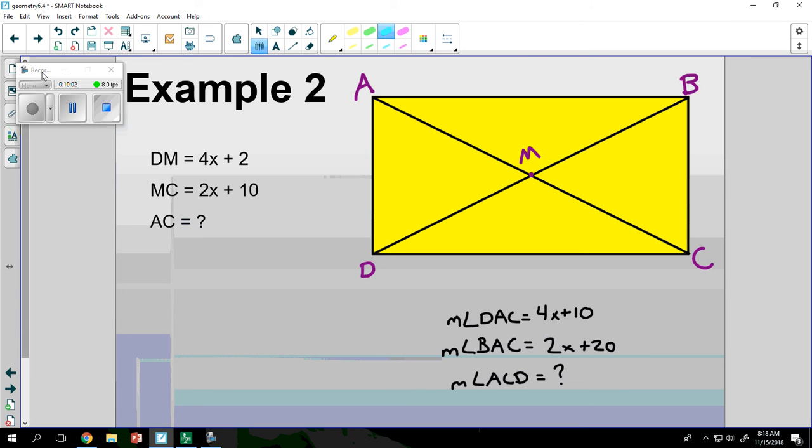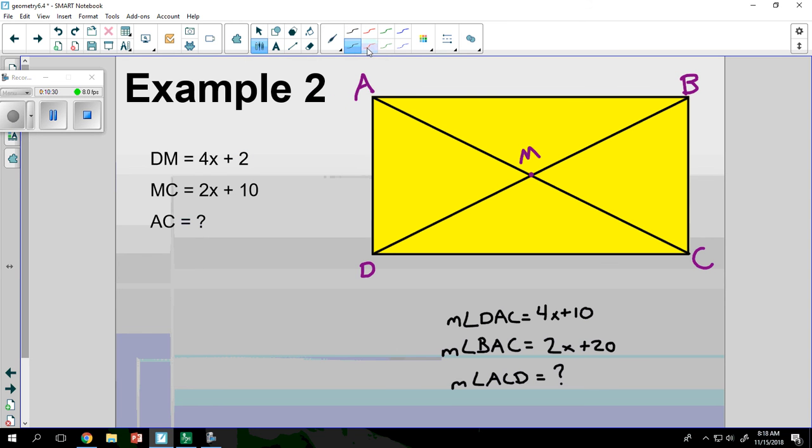Example 2, give you some time to write down. We are going to extend what we just did and then merge that with algebra. So we've got rectangle ABCD. I'm telling you now, this is a rectangle, and I've already drawn the two diagonals, AC and BD. And those intersect. To begin with, we're going to think that DM is 4x plus 2.